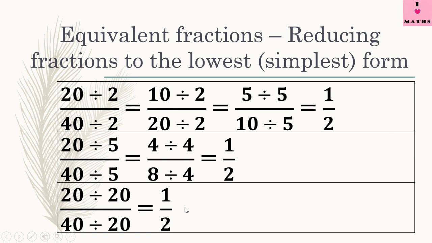So children, for changing a fraction into equivalent form, into the lowest form, you have to divide the numerator and the denominator by the same number. So try and think of the biggest number in whose table the numerator as well as the denominator come. And if you divide the numerator and denominator by that biggest number, you will be able to reach your answer in the minimum possible steps.